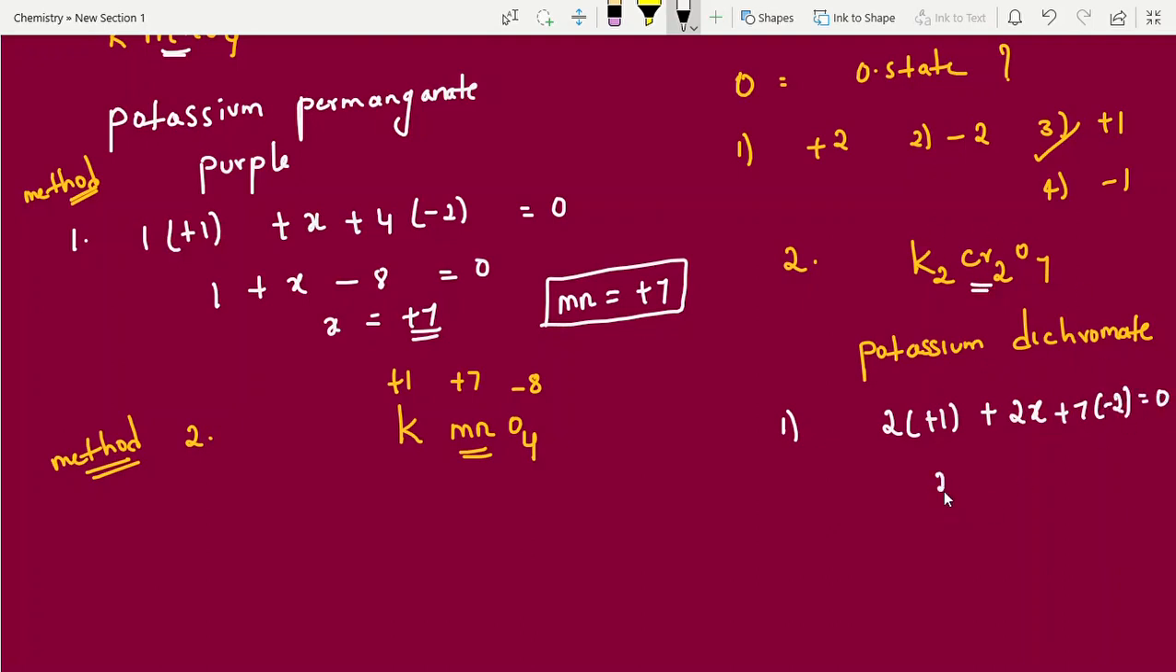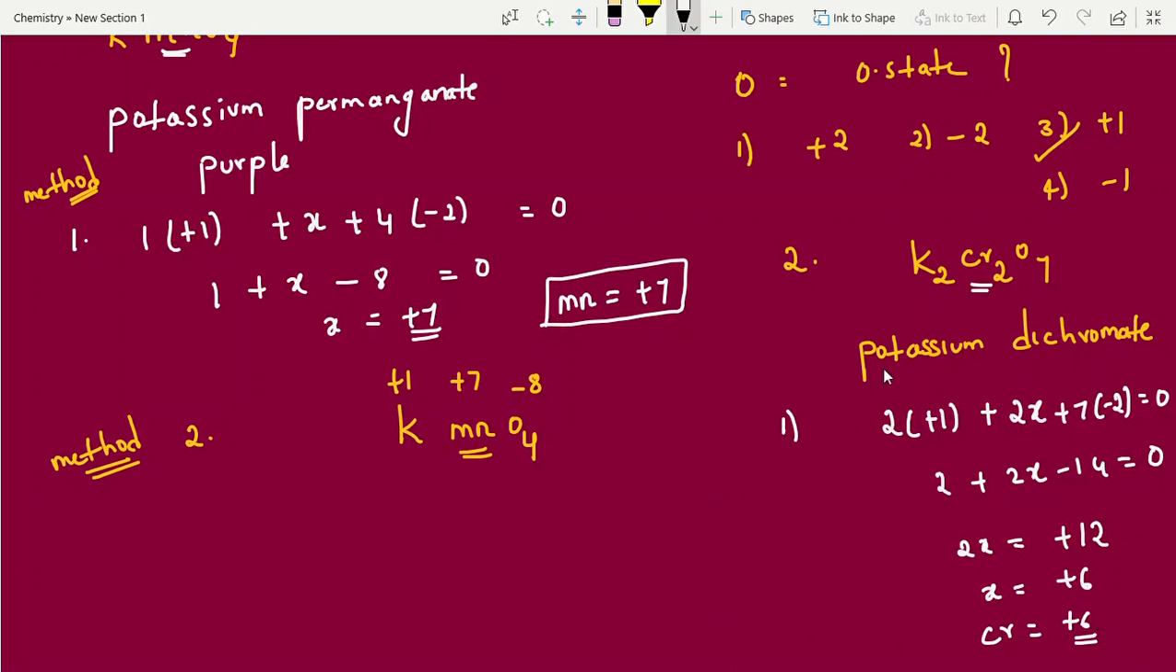That's it. 2 plus 2x minus 14 equal to 0. If you bring this side, 2x equal to +12, x equal to +6, right? Each chromium is in +6 oxidation state. They will give an option, first option +12. No, it's wrong. +12 is not at all possible. The highest oxidation state of chromium is +6. Did you understand?